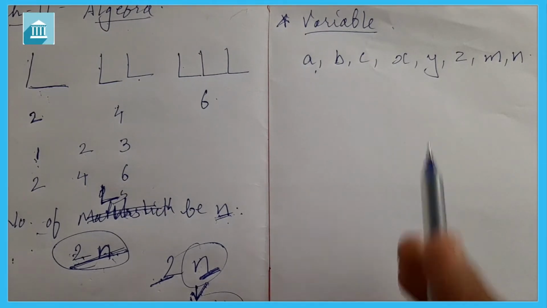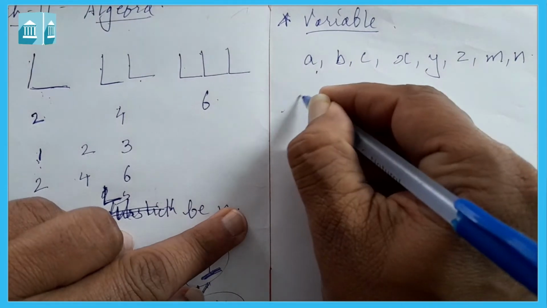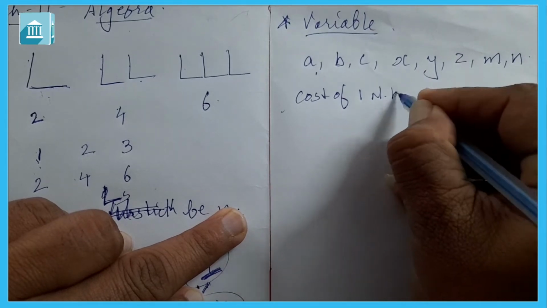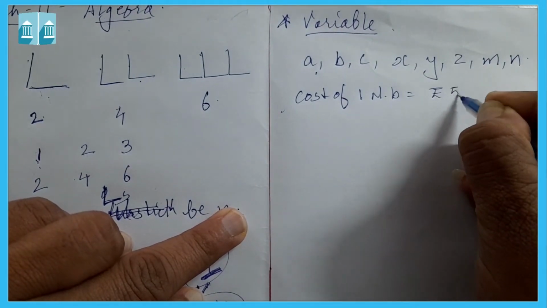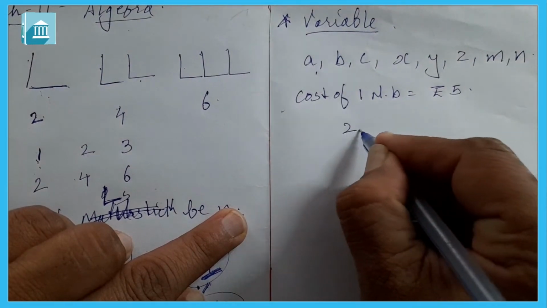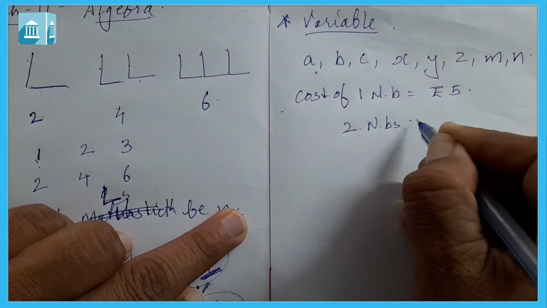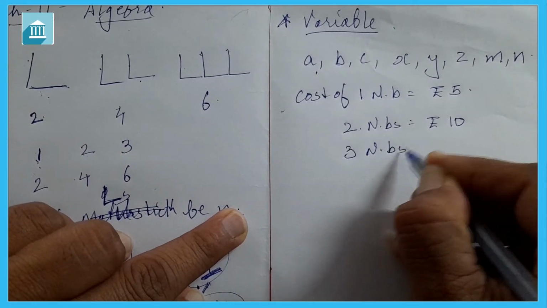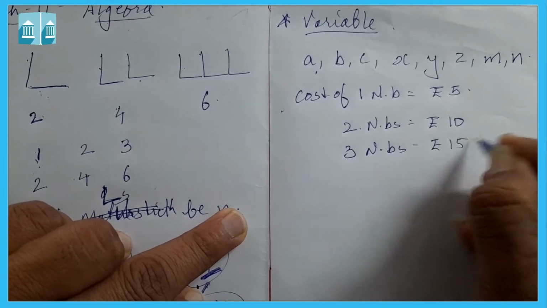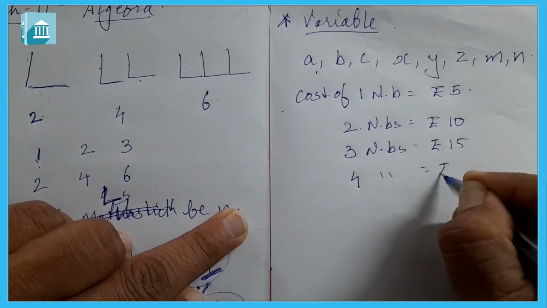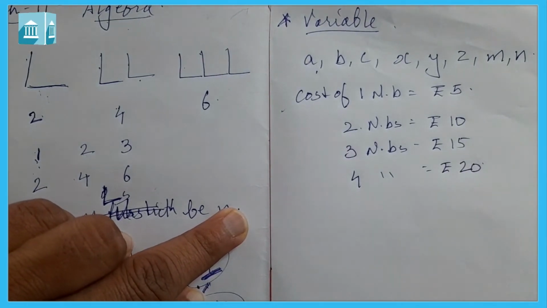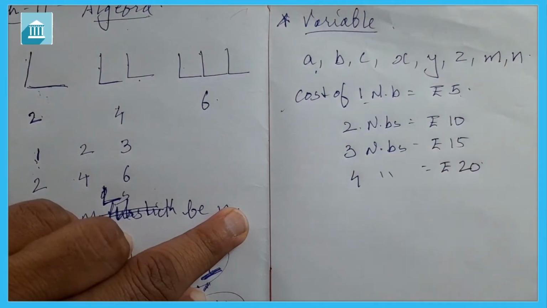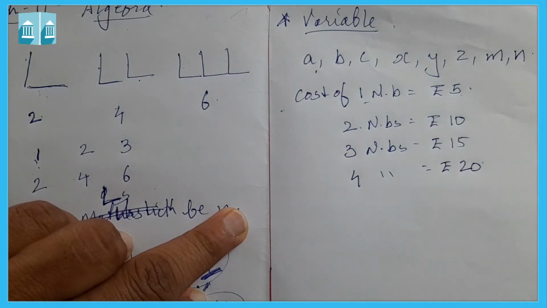We can have one more example. Suppose the cost of one notebook is equal to rupees 5. So 2 notebooks will be what? Rupees 10. 3 notebooks will be rupees 15. In the same way, 4 notebooks will be rupees 20. Now here, can we get anything common? 1 notebook is equal to rupees 5. So what we can say is the total cost in rupees.